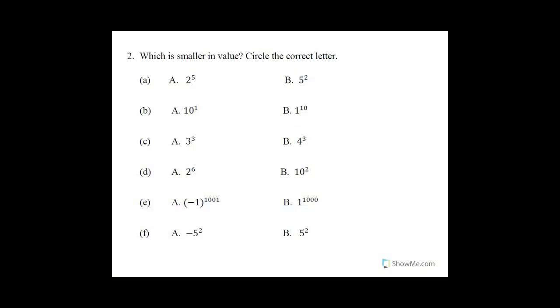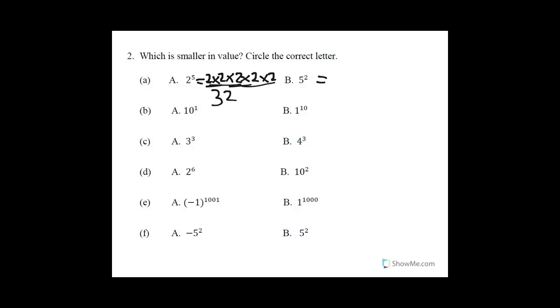Well, 2 to the power of 5, the 5 is telling me to multiply 2 by itself 5 times. 2 times 2 is 4, times 2 is 8, times 2 is 16, times 2 is 32.